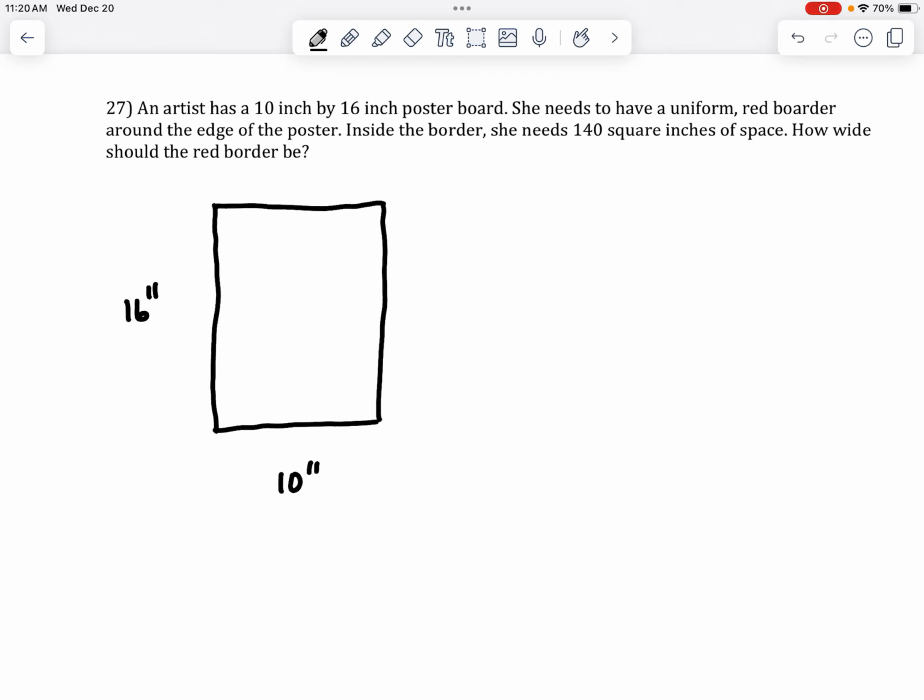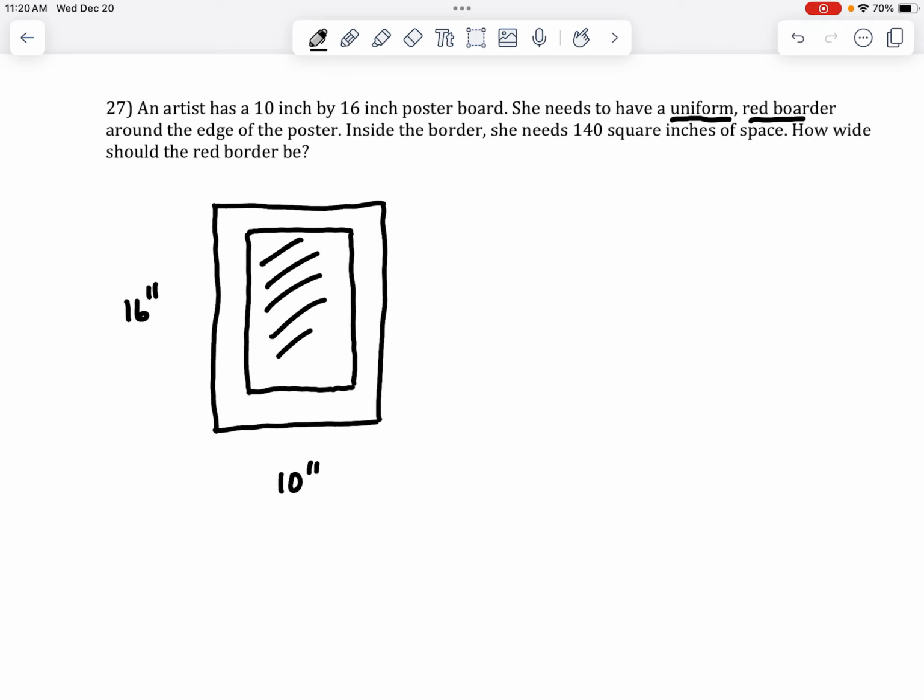All right, next there needs to be a uniform red border around the edge of the poster. So basically the edges, you can't use all the way to the edge of the paper because there has to be a red border. So in other words, whatever it is, a picture or whatever, can go in this space, and that needs to be 140 square inches of space. So where I just shaded, that's supposed to be 140 inches squared for this nice artwork right there. Looks perfect. There's the artwork.